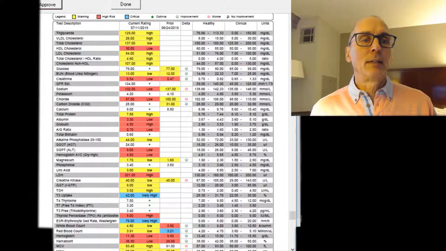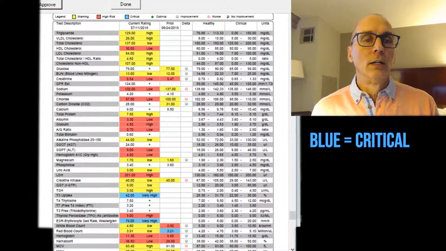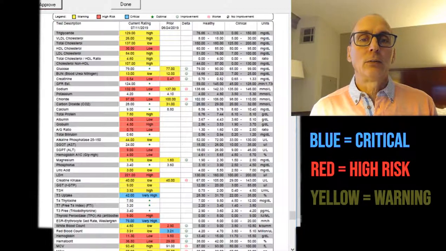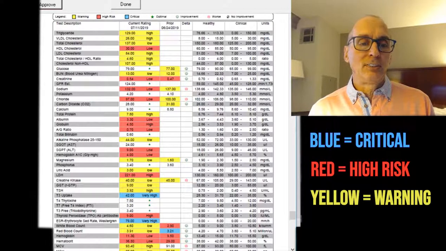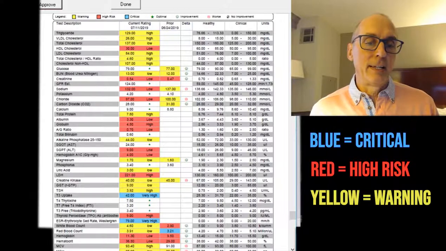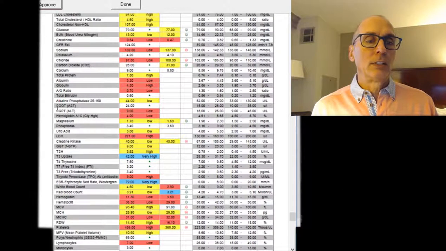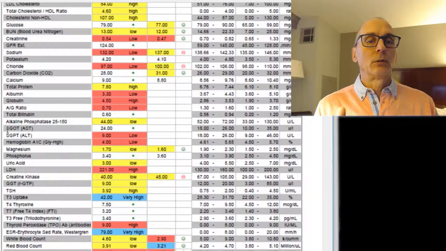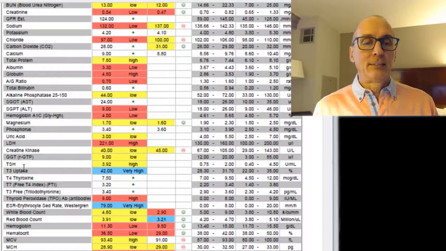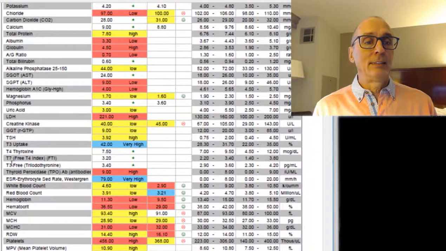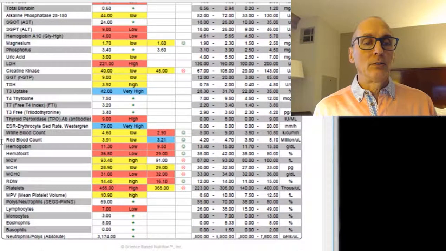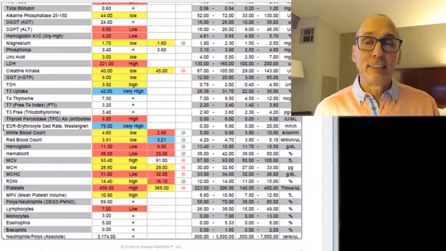And you see a little guide across the top, the legend, where blue is critical, red is high risk, and yellow is warning. And so you can see a lot of red and some blues there. The most significant blues, and you can look at these, but her albumin is low, her creatinine is low, etc., and her LDH is high. That's an important finding, but we're going to go right to what I think are the most significant ones. Her SED rate is 79.